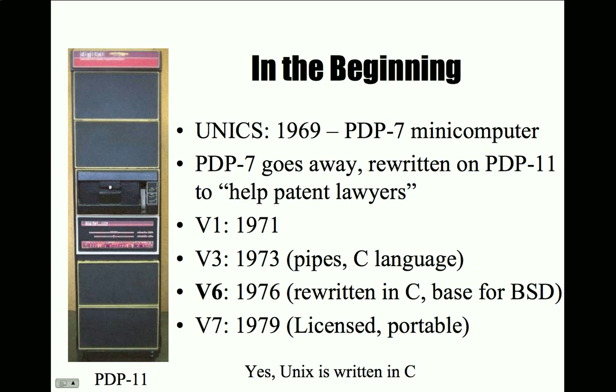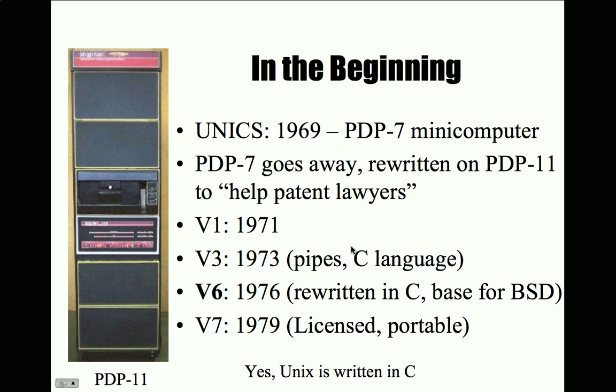and then with version 7 it started going off to different vendors. It was licensed for universities, for some commercial usage, and Unix is actually written in the C programming language.